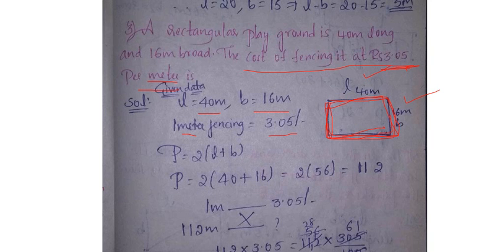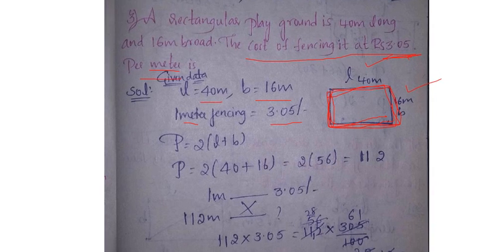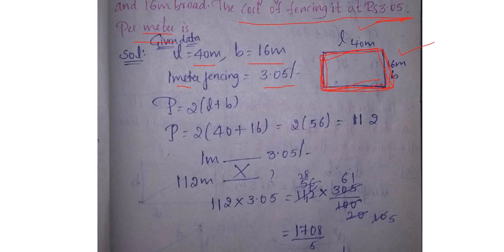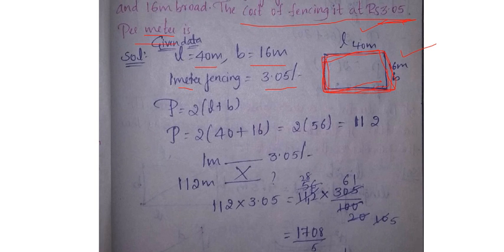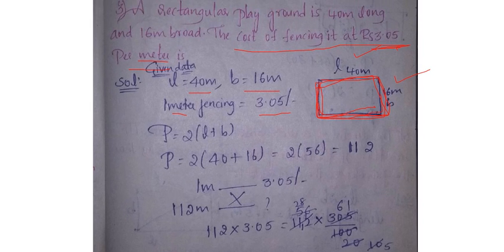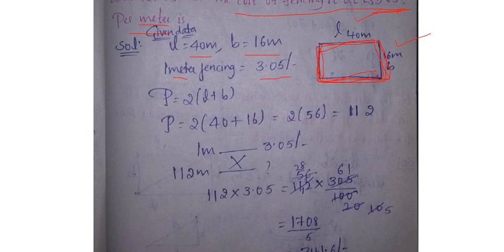Next, what I have told you to do, whatever formulas are there related to the rectangle, you should write. Like the area of the rectangle, length into breadth, perimeter of the rectangle, 2 into (L plus B). All formulas related to the rectangle you should write, and whichever will be useful for you, you should substitute here. Now I want this whole area, no?